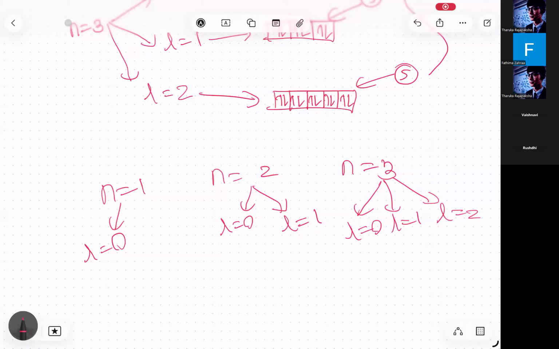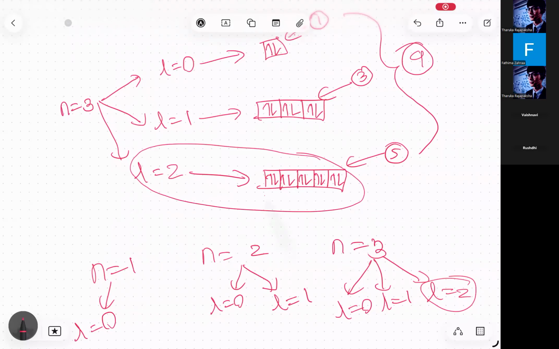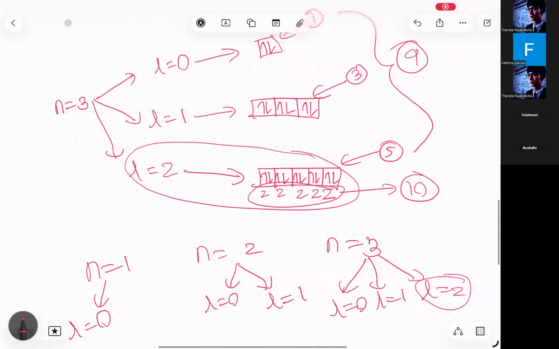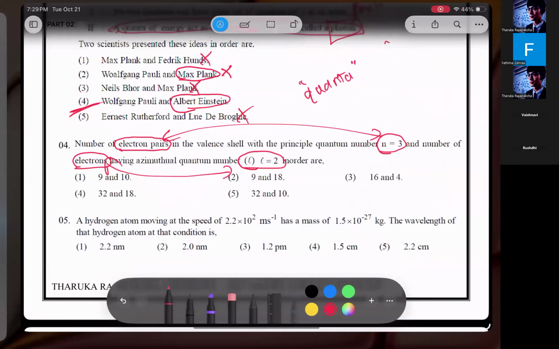So that means for the third energy level, you have only this one. That means there are how many electrons? Here 2, here 2, here 2, here 2, here 2. Altogether 10 electrons are there. So the answer is 9 and 10. That means answer number 1.